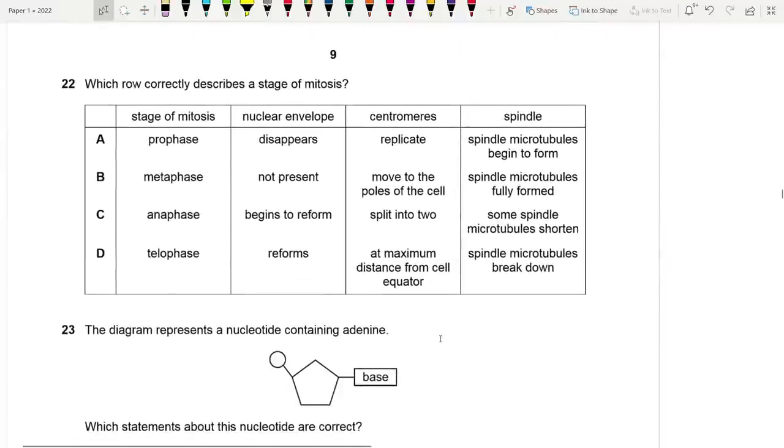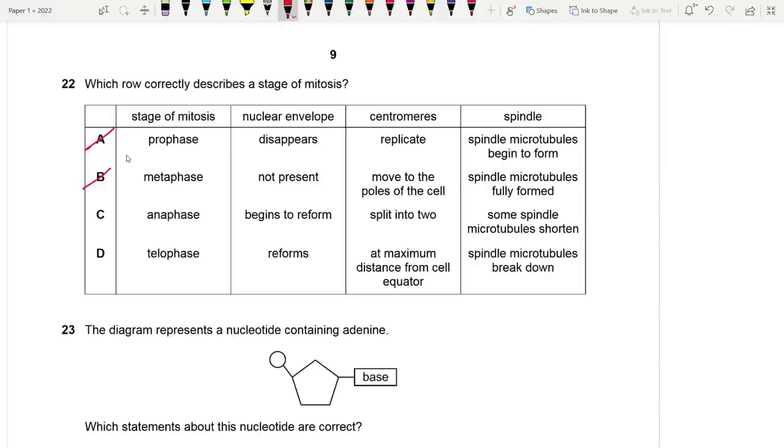Which row correctly describes the stage of mitosis? Prophase, nuclear envelope disappears. That's fine. Centromeres replicate. Spindle microtubules begin to form. The centromeres have already replicated before prophase. Okay, this is not right. Metaphase, nuclear envelope is not present. True. Moves to the poles of the cell. Not really. This has occurred before metaphase has started.